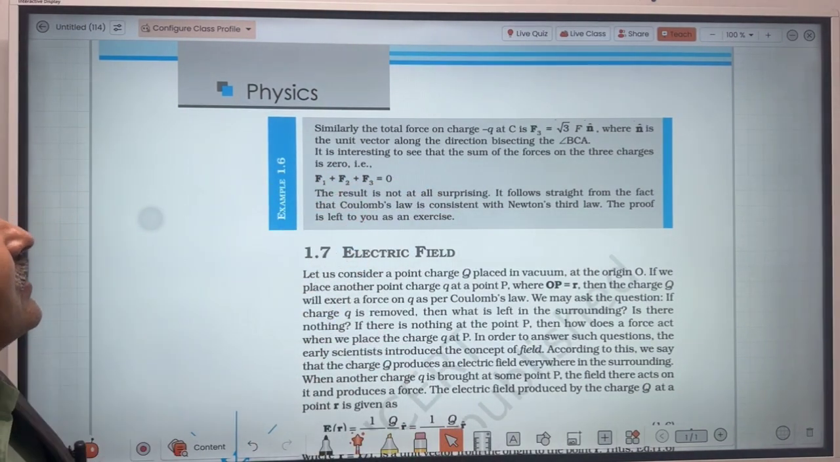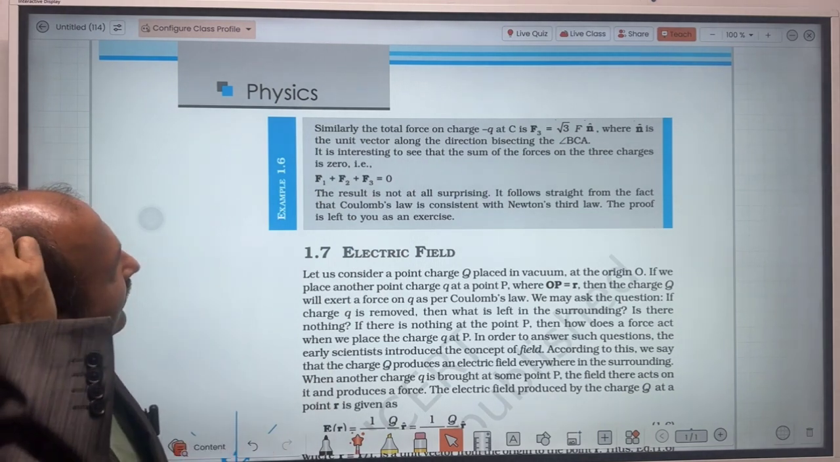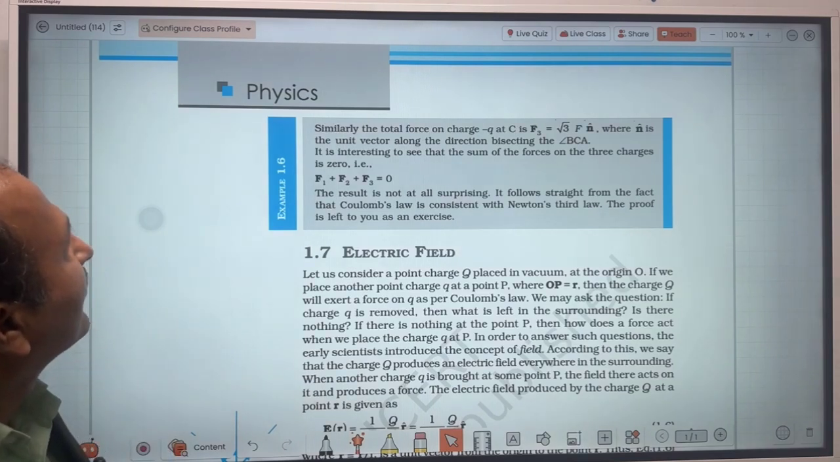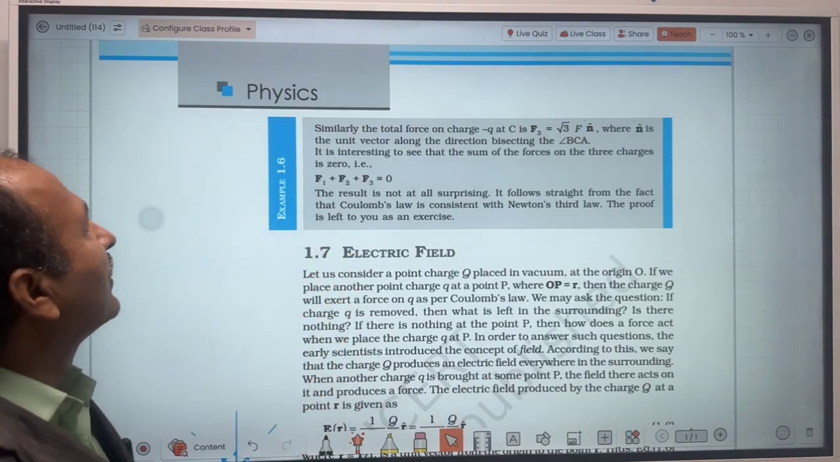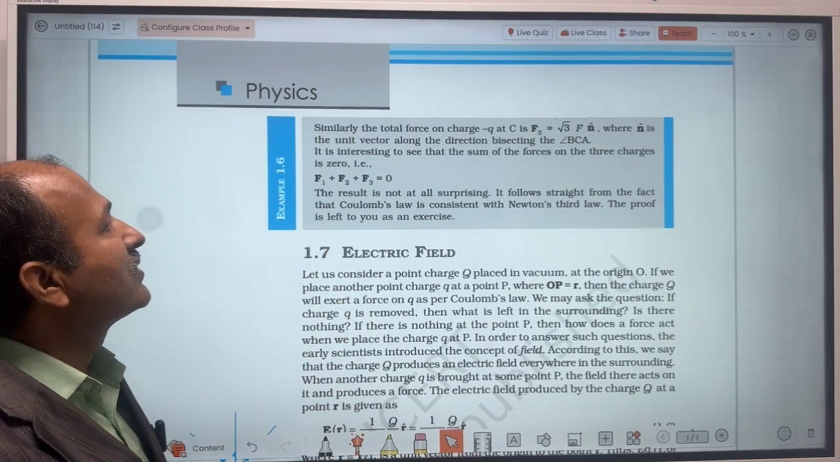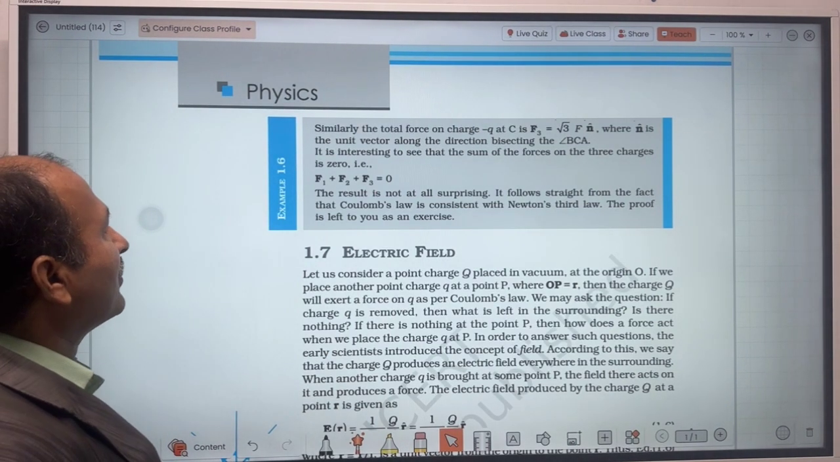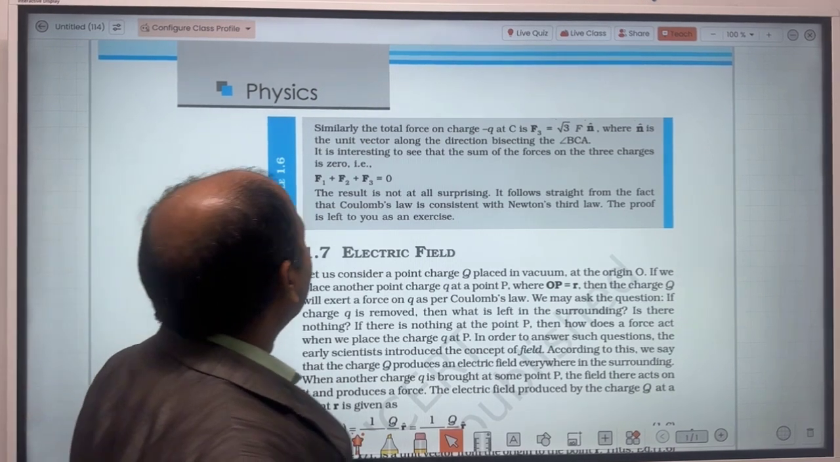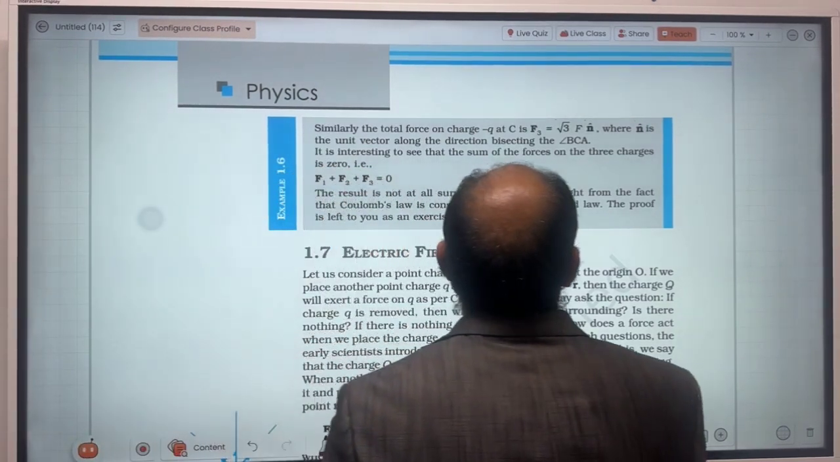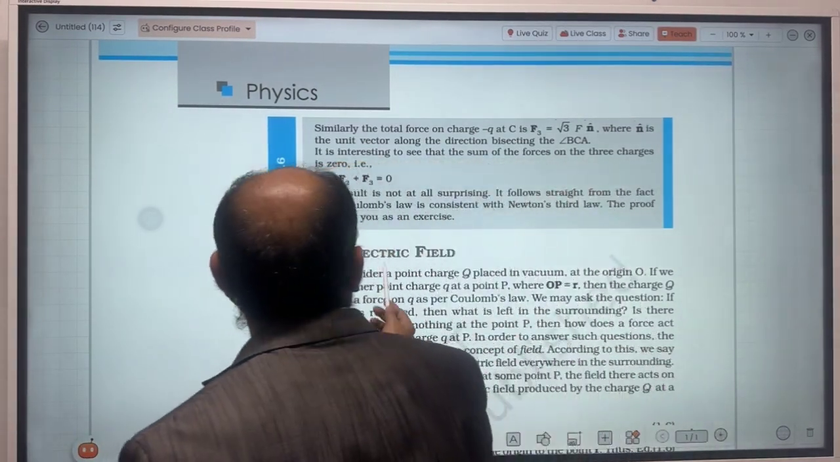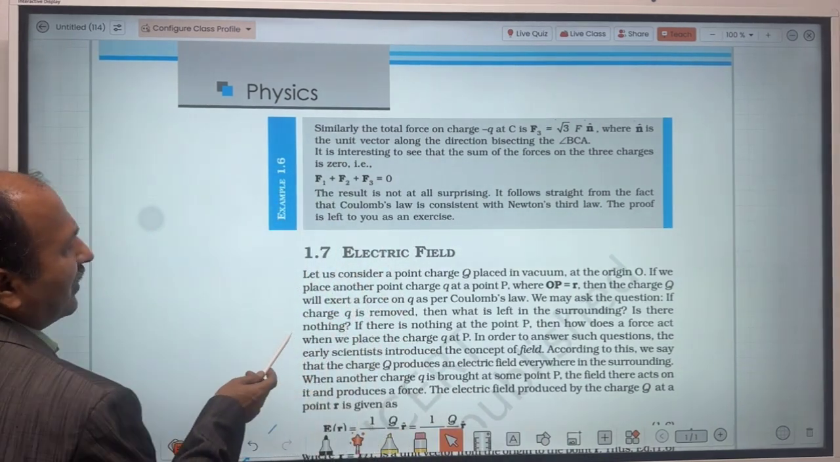It is interesting to see that the sum of the forces on the three charges is 0. If you find the net force, the result is not at all surprising. It follows straight from the fact that Coulomb's law is consistent with Newton's third law. So to every action, there is equal and opposite reaction. So we will analyze this aspect later on.